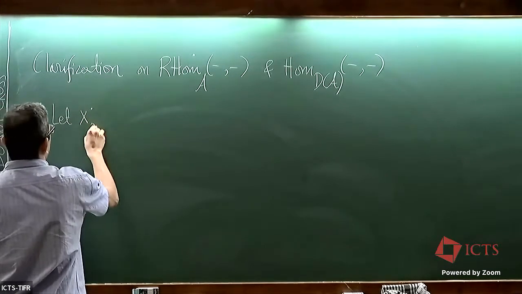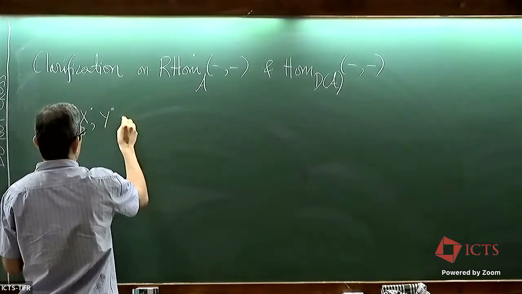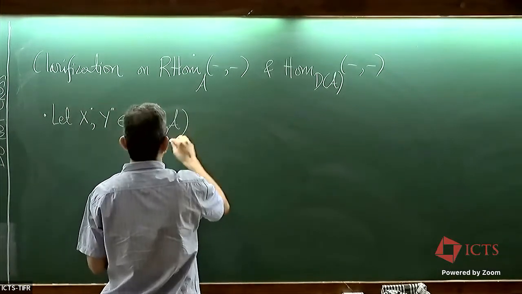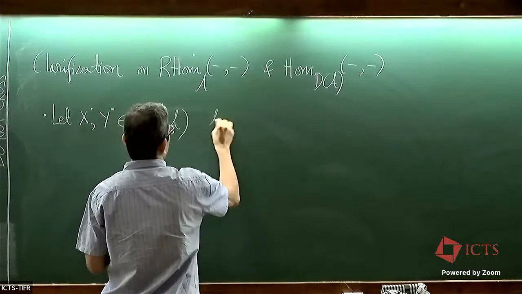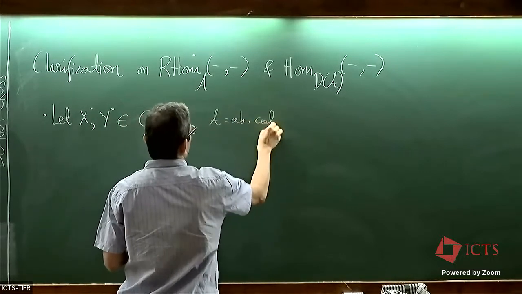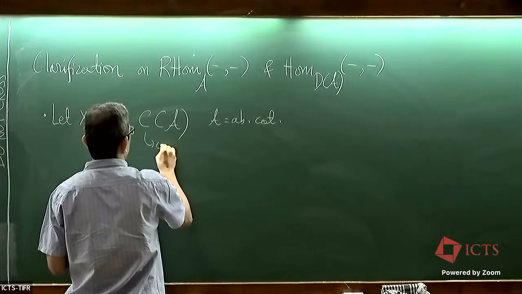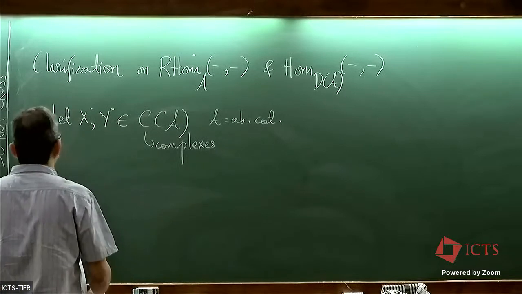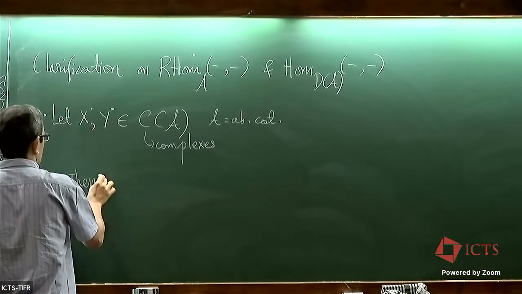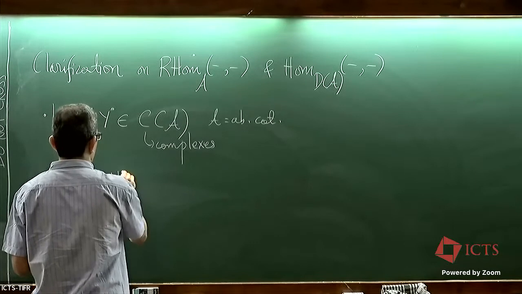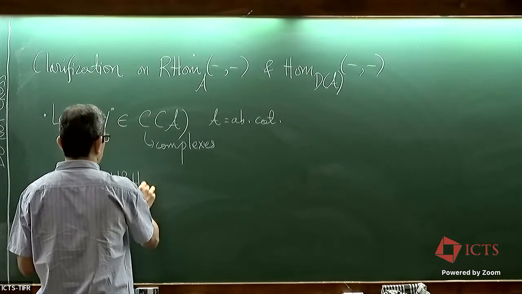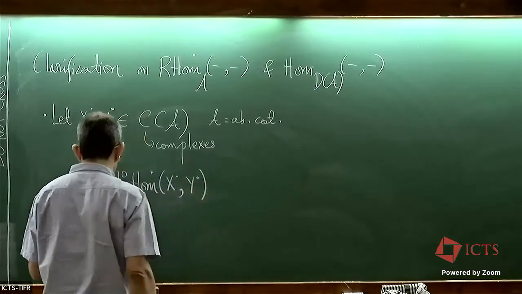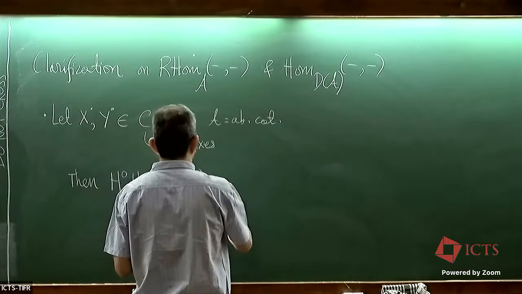So take two complexes x dot and y dot in C(A), where A is an abelian category and this is complexes. I assumed last time that everybody is familiar with this, but I just wanted to clarify that.